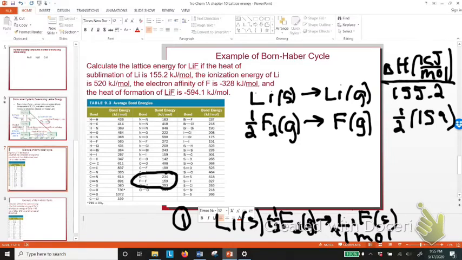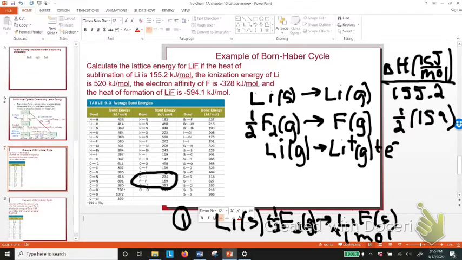Now that we have turned everything into atoms and into gases, our next step is we're forming ions. The lithium is going to turn into the cation. So it's going to form lithium plus, and it's going to lose an electron when it turns into a cation.